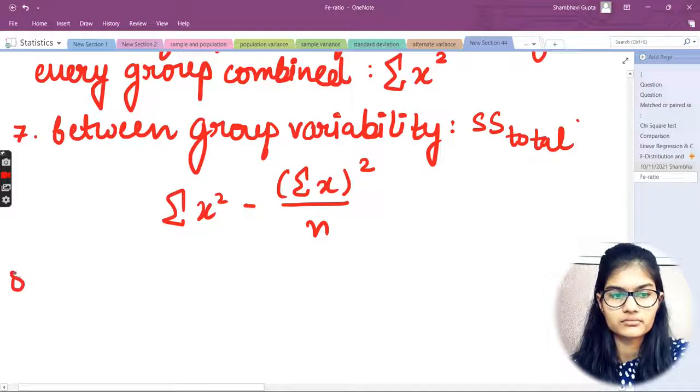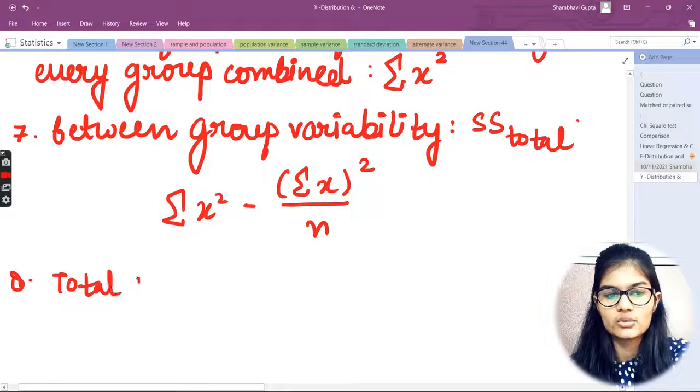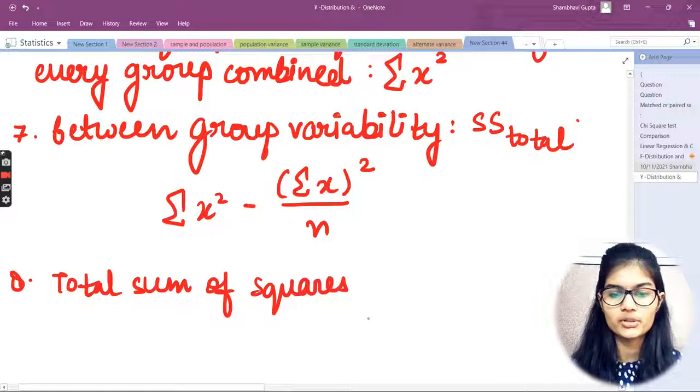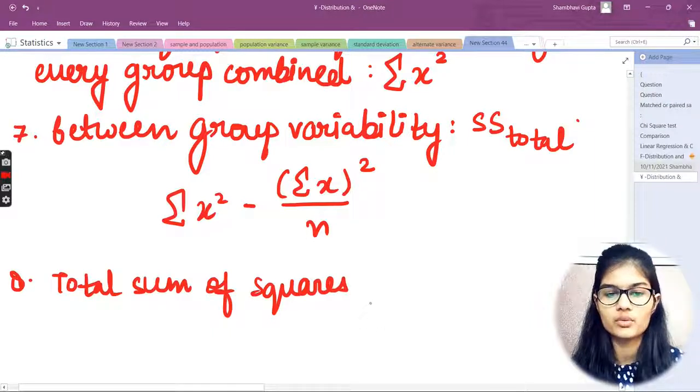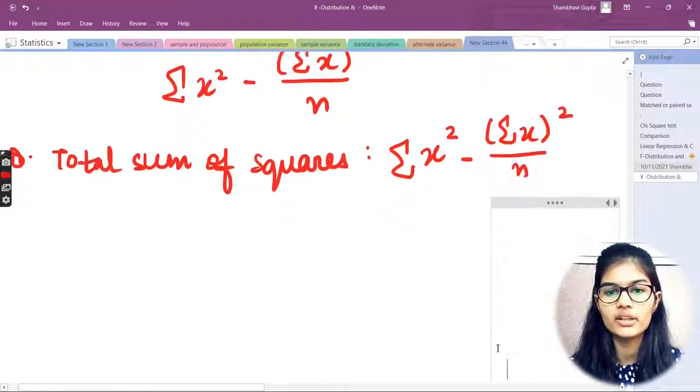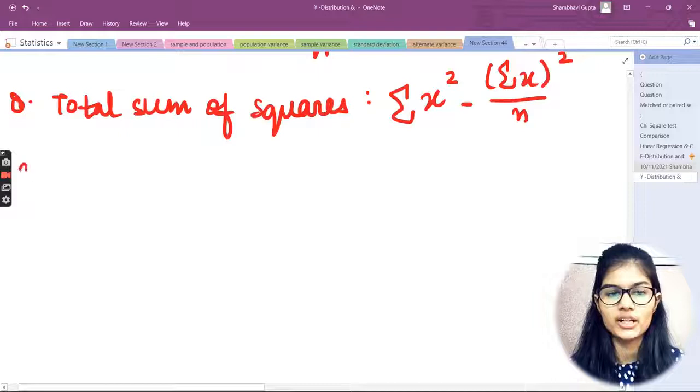Next we are having number 8. That is the total sum of squares. So for the total sum of squares, we have sigma x square minus sigma x whole square divided by n. Okay, so this is the formula for the total sum of squares which we are having here.